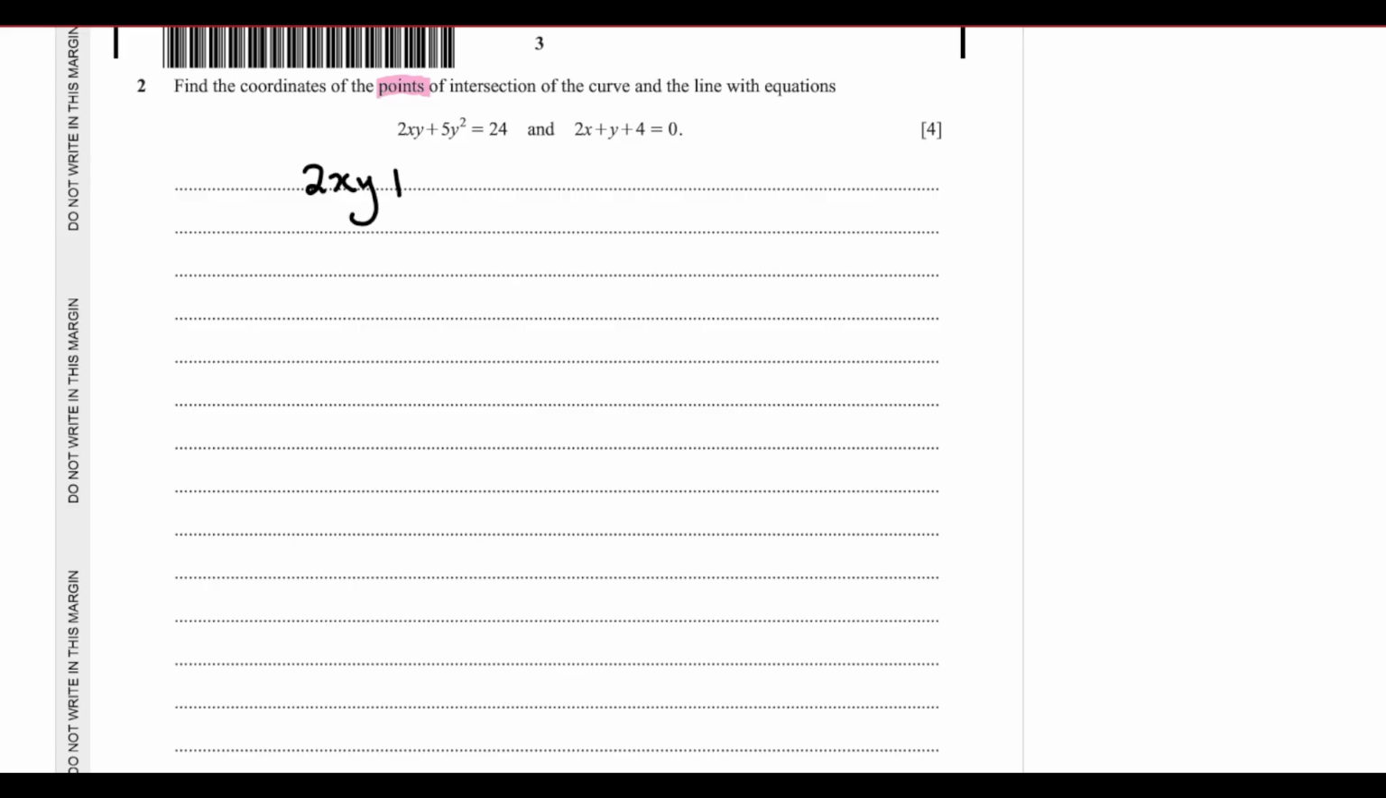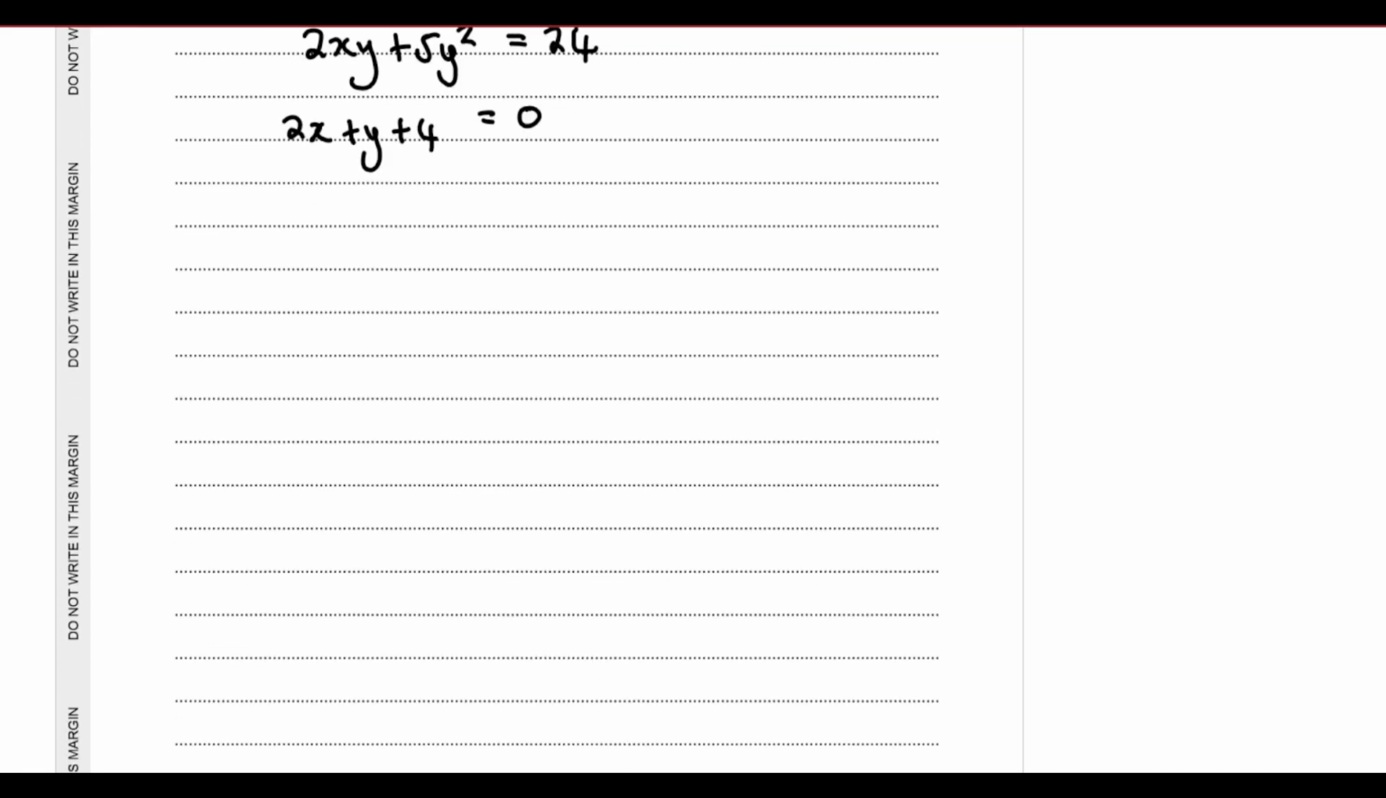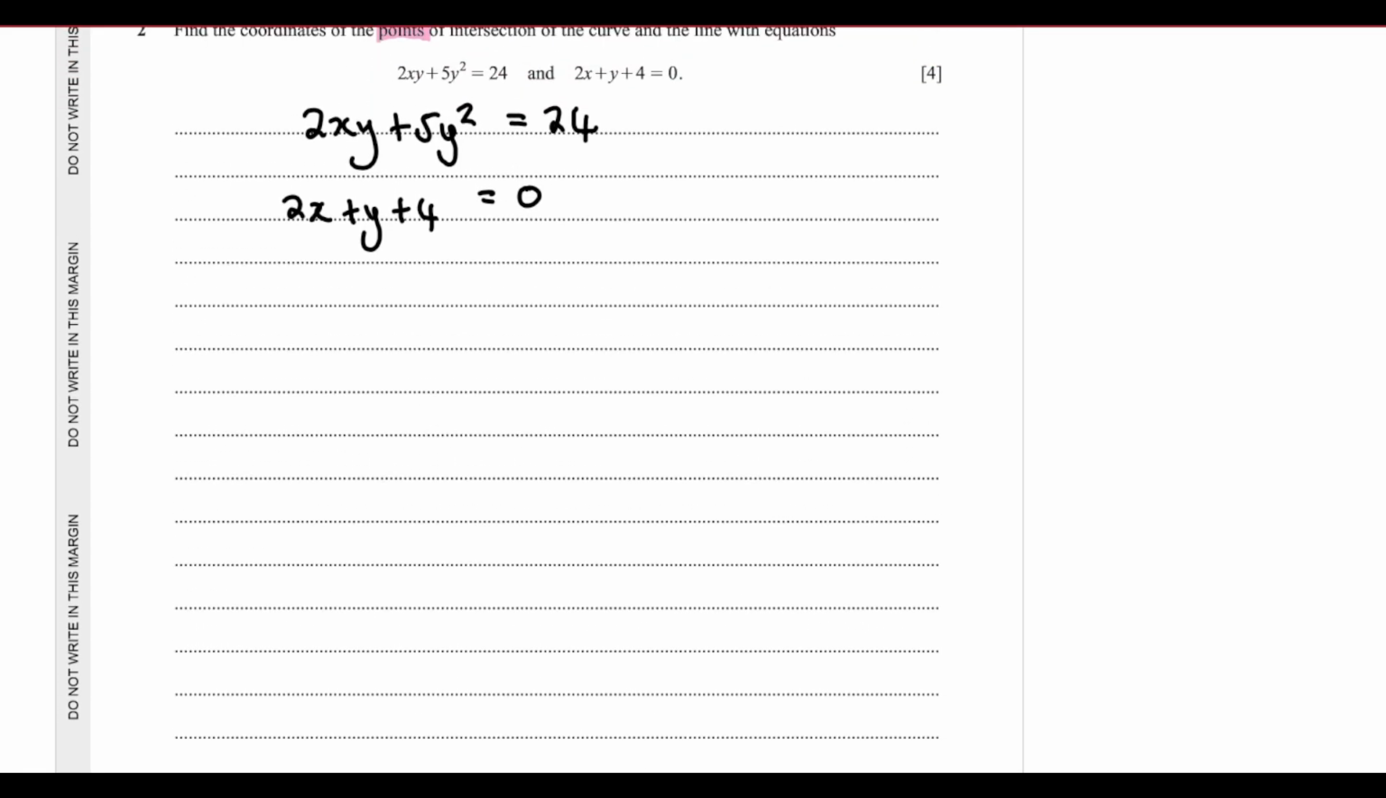Now, let's look how we can solve this. We need to obviously solve this simultaneously. It's always best to substitute the linear equation into the quadratic one. But what's the easiest way to do that? Now, there's a few ways. You could either write x on its own on the left and substitute for x, or you can write y on the left and whatever you get, substitute in for y.